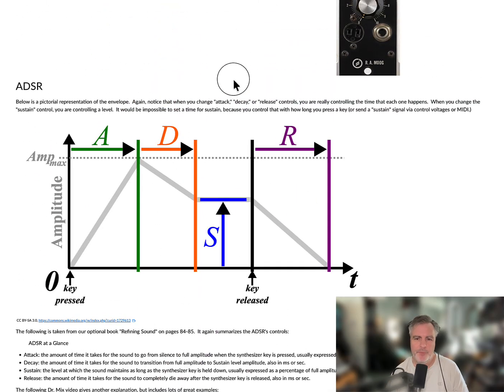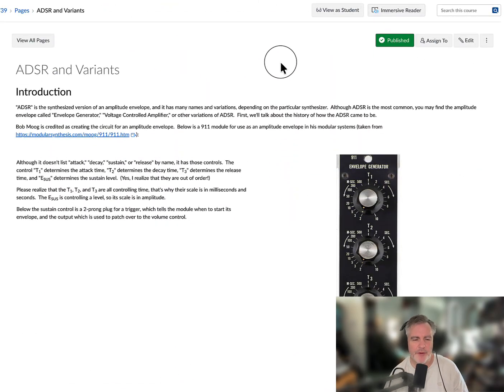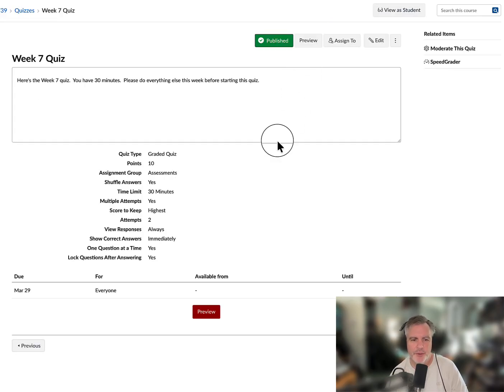So that's kind of it for envelopes, at least amplitude envelopes. We'll talk about other types of envelopes later. So we get to the quiz. Again, you have 2 times to do it, 30 minutes each time. So try it, figure it out, see the answers, do the test again, and you should be all good.